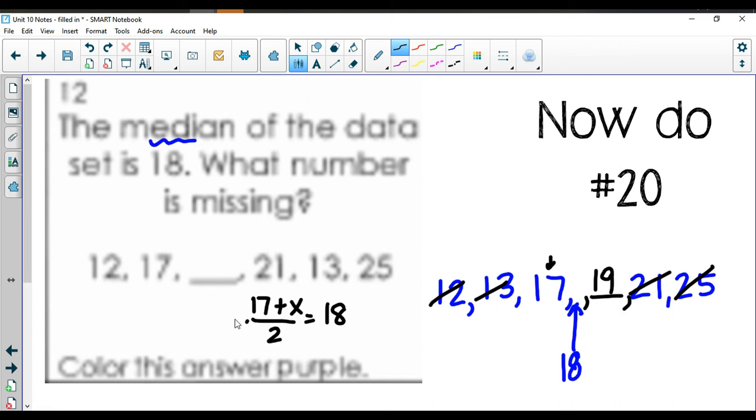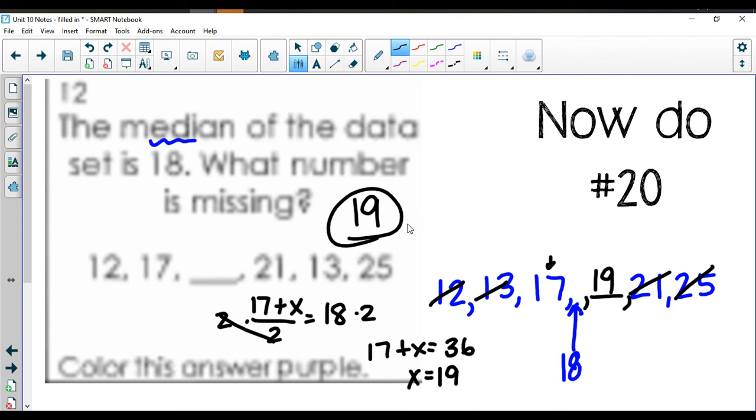I'm going to multiply by 2 on both sides, which leaves me with 17 plus X is equal to 36. And when I take 36 and take away 17, I'm left with 19. So 19 is my missing number that would be here. And that number would allow me to have a median of 18. Similar to question number 12, you want to go ahead and do question number 20. Don't forget to put them in order, also laying out where exactly your median should be.